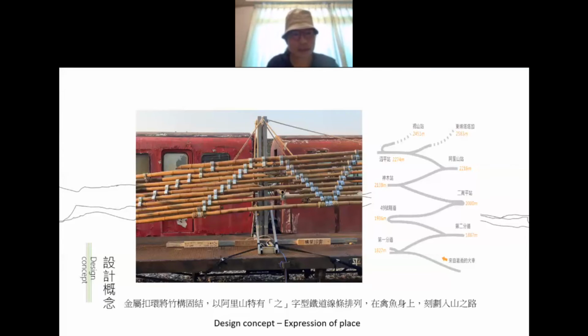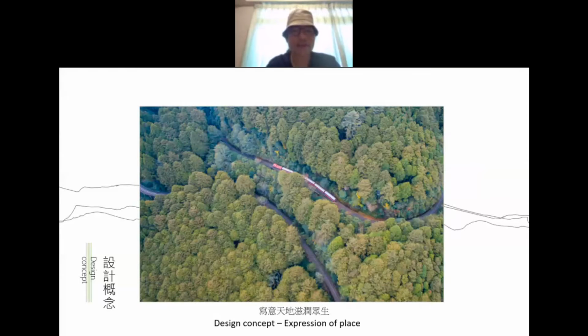And finally, to deal with the steep slope, the path of Ali Mountain Railway is arranged in a zigzag formation. And we further expanded the metal strip pattern to pay our tribute to this 100 years old mountain railway system, the only one in Taiwan. And this tribute also pays our homage to this beautiful landscape.